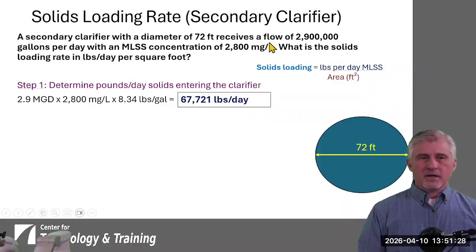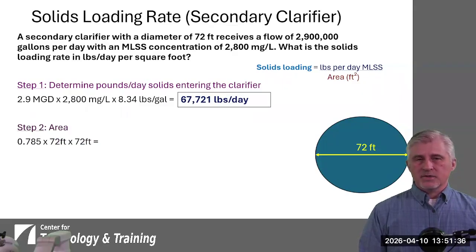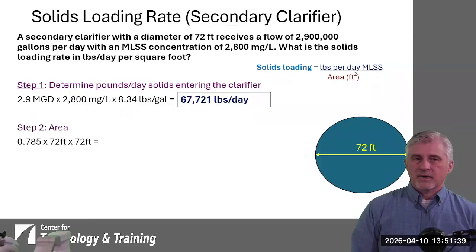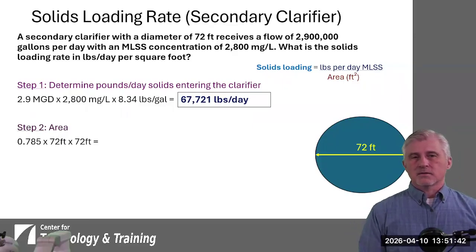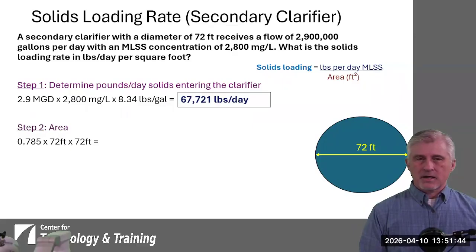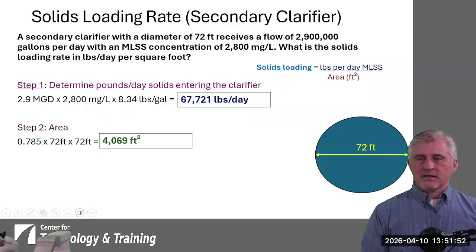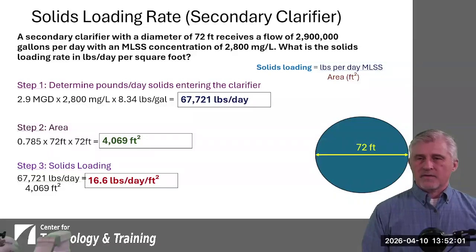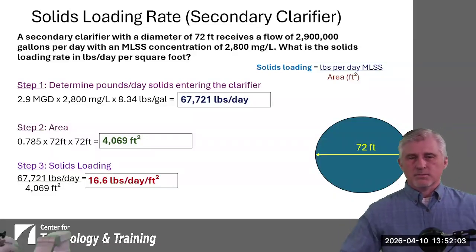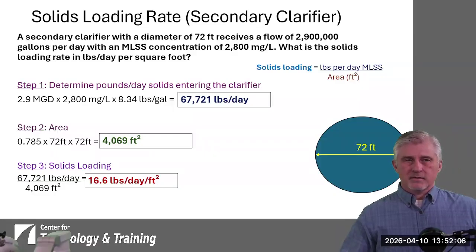Now we need to know what the area is, so we can divide the pounds per day by the area. To determine the area, we simply take our 0.785, and multiply it by the diameter twice, or diameter squared, however you want to look at it. And that'll give us an area of 4,069 square feet. So our solids loading is going to be dividing the 67,000 by the 4,000. And that gives us 16.6 pounds per day per square foot.